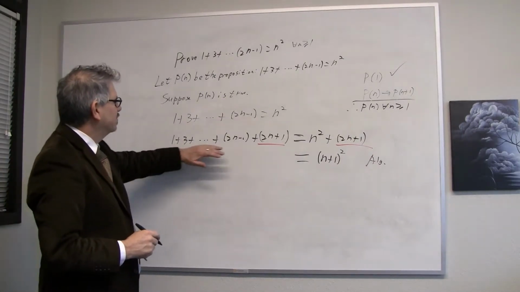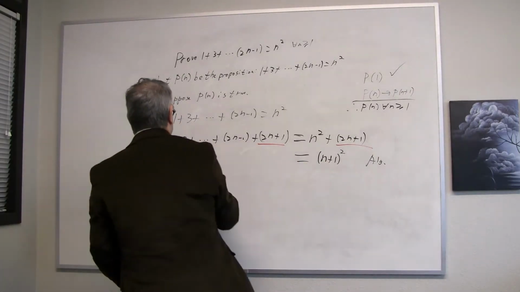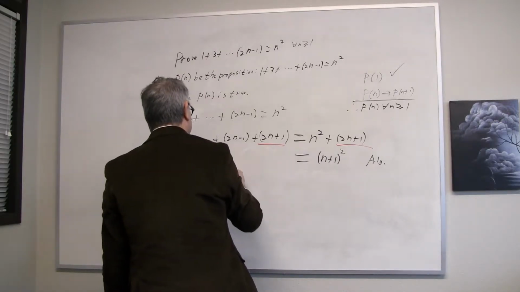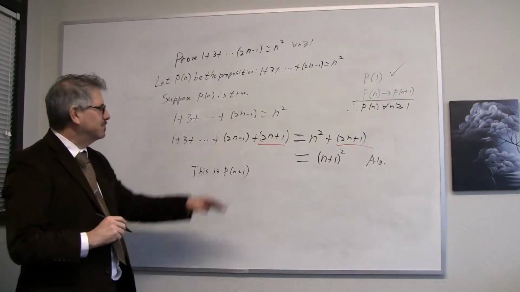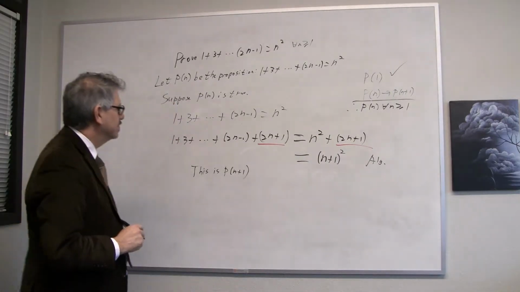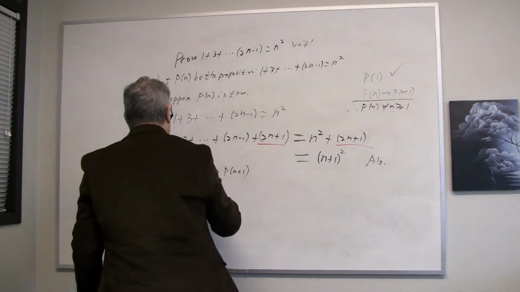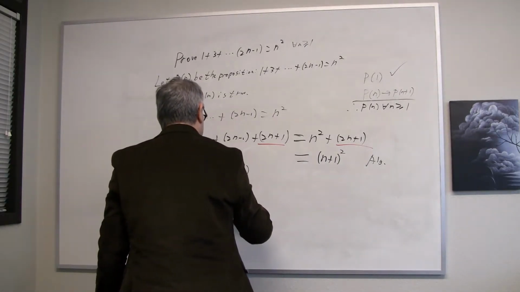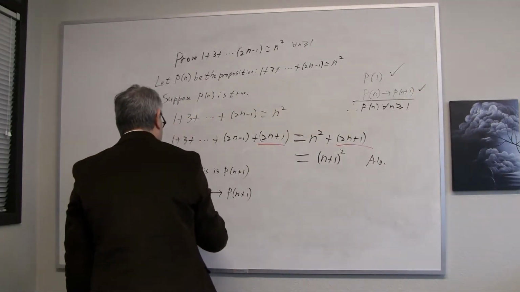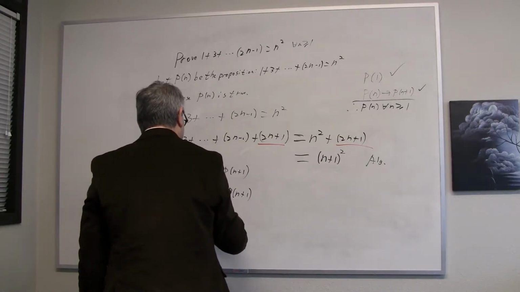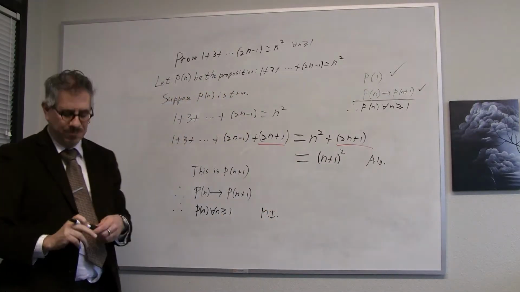And so we've shown that the sum of the first n plus 1 odd integers is n plus 1 squared. So this is P of n plus 1. This is what P of n plus 1 says, and we've just shown that this is true. This is equal to this. Therefore, assuming P of n leads to P of n plus 1. That's this step. Therefore, P of n for all n bigger than or equal to 1. And that's by mathematical induction.